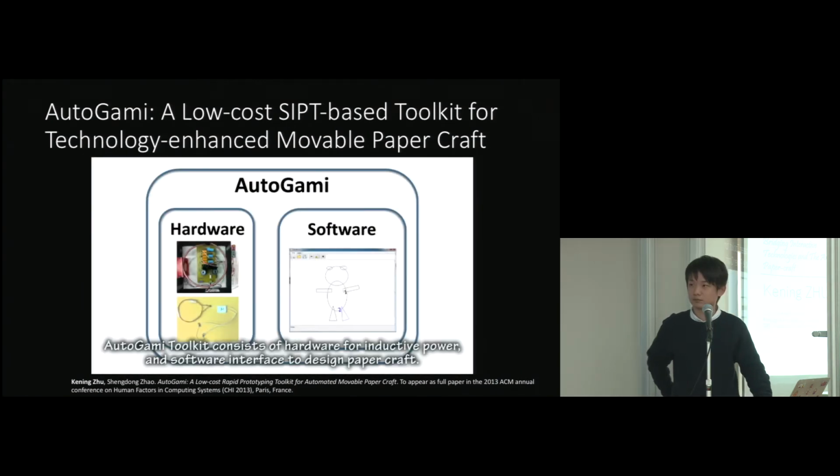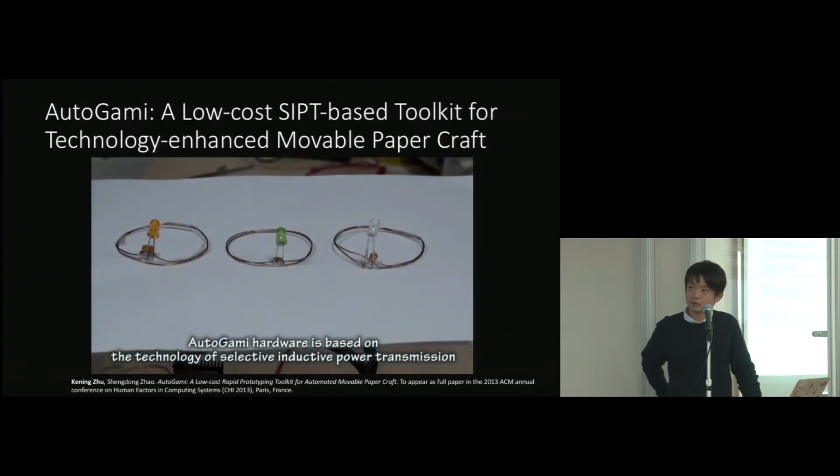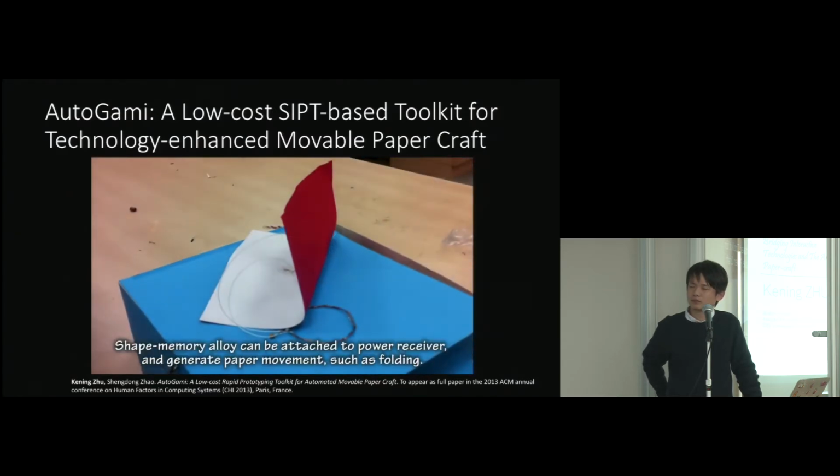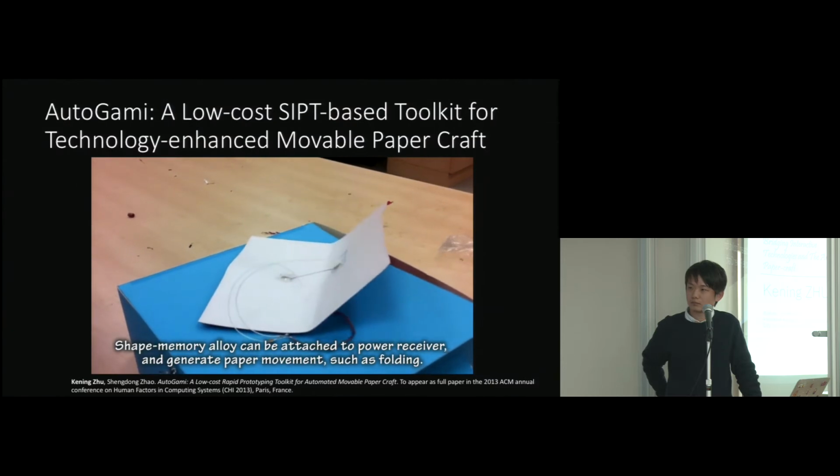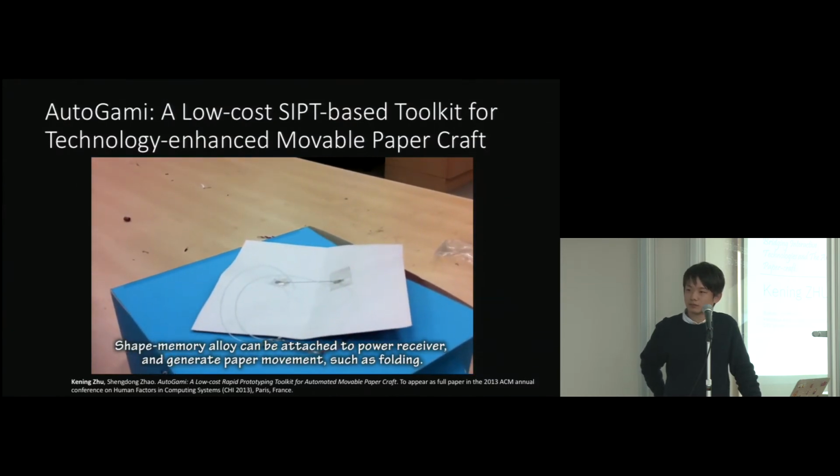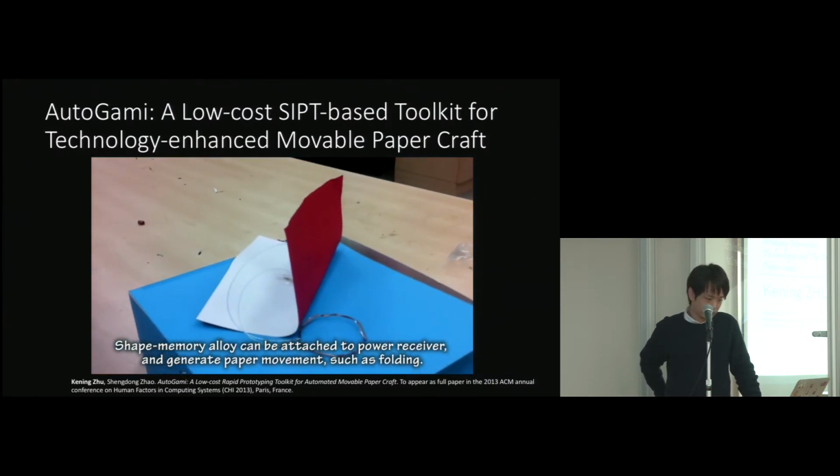Origami toolkit consists of hardware for inductive power and software interface to design paper craft. Origami hardware is based on the technology of selective inductive power transmission. It can power up multiple receivers separately and wirelessly. Shape memory alloy can be attached to power receiver and generate paper movement, such as folding.